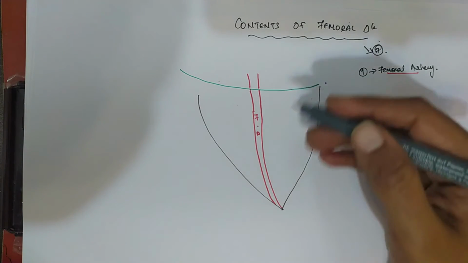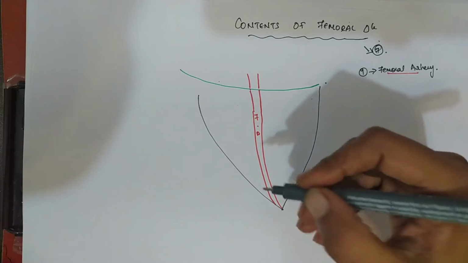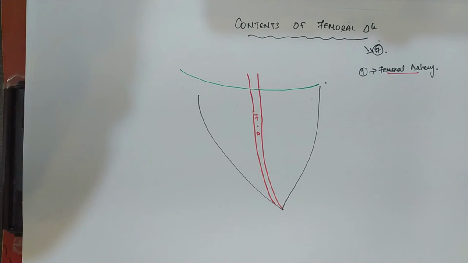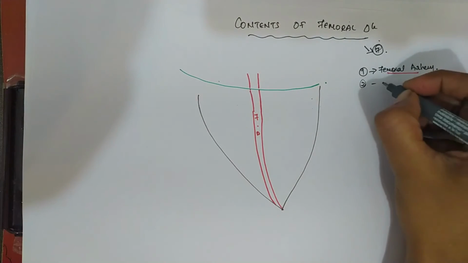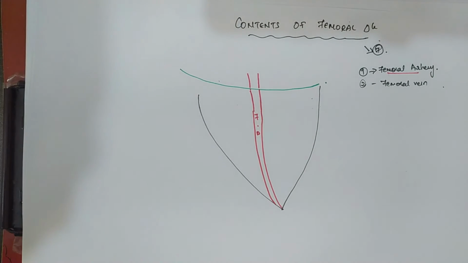On its course, it is going to give many branches. About the branches, we will deal later separately. Now just to understand, we are talking about the contents: the femoral artery. Then the second structure we have is the femoral vein. So accompanying the artery, we have the femoral vein. So we are going to deal with the femoral vein.